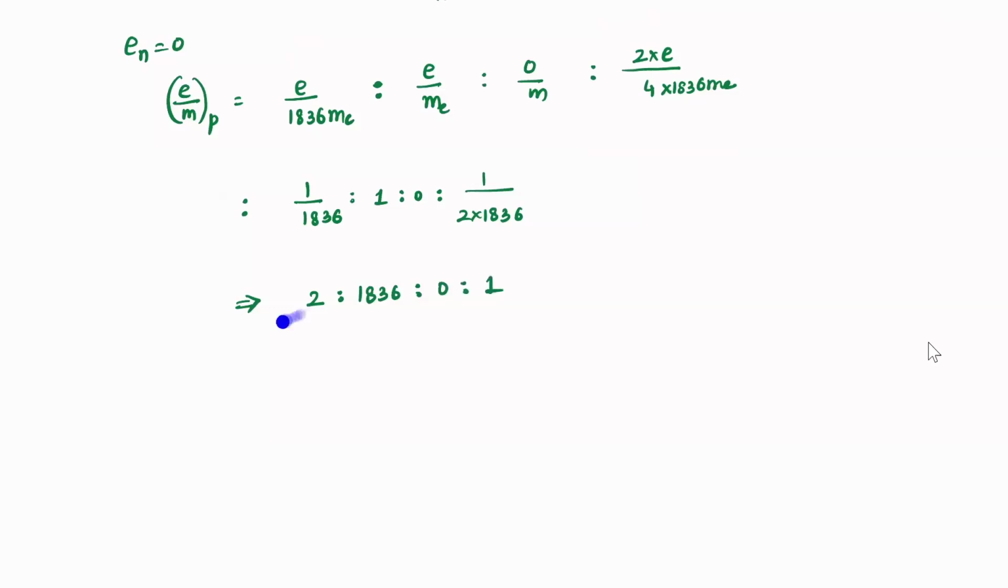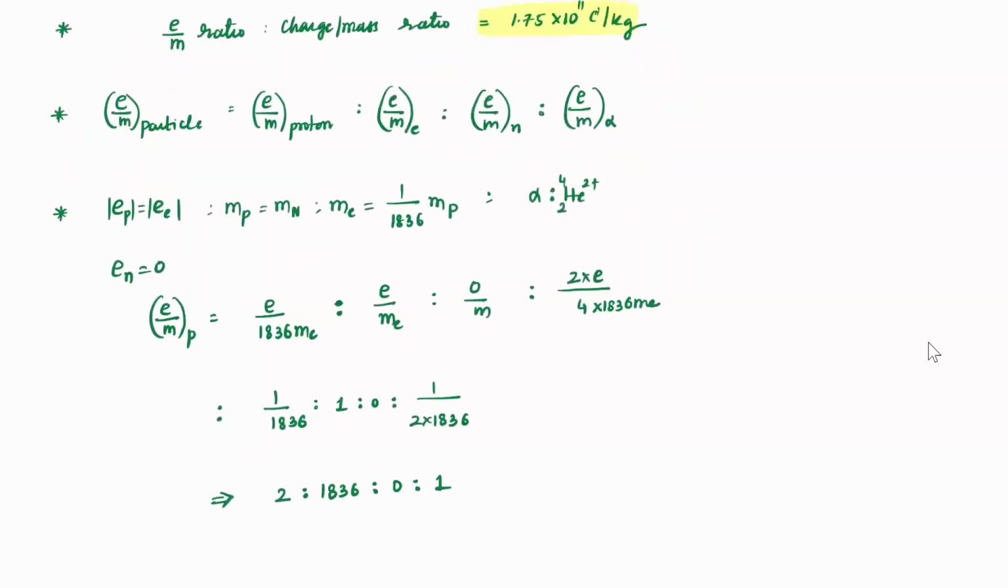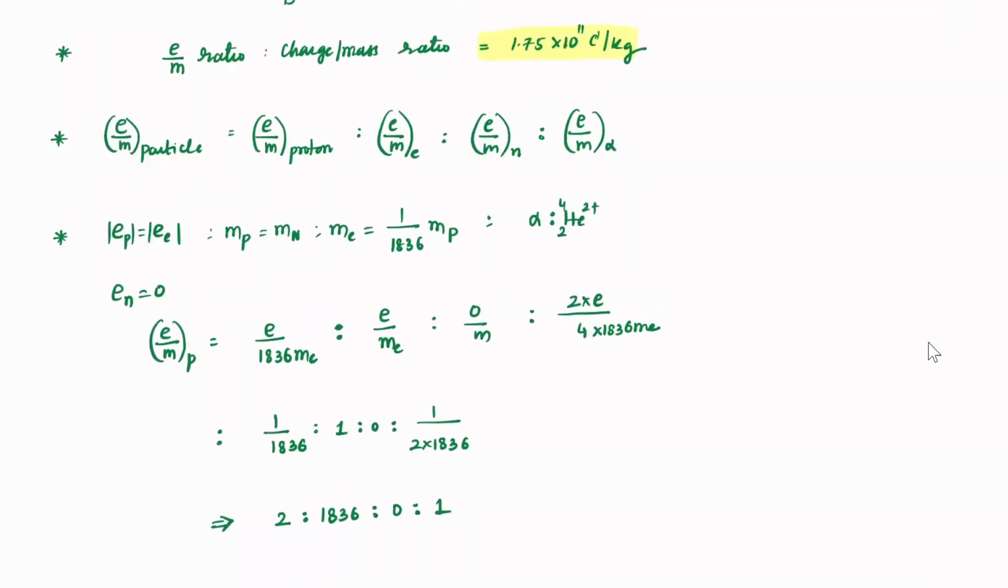So this is a very important value that will be asked in JEE. That is, what is the ratio of proton, electron, neutron, and alpha particle. Please check this out. If you have a problem, you can ask me now. Everybody comfortable with this? Yes, sir. Right.